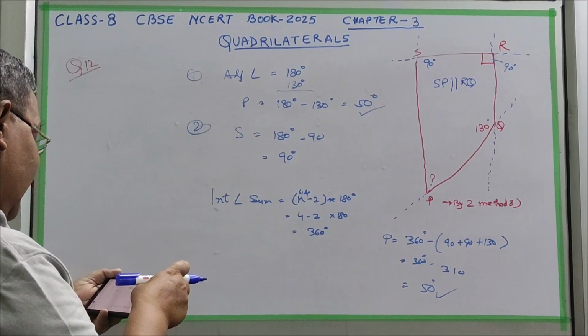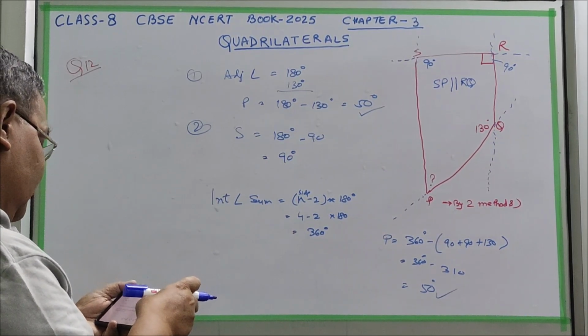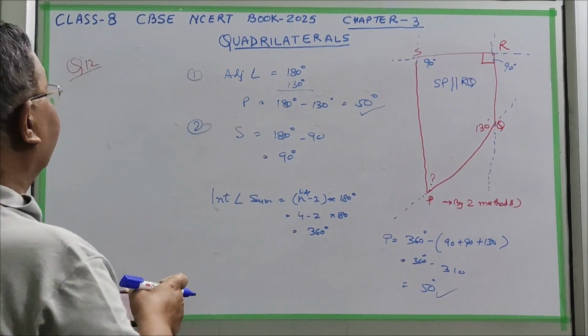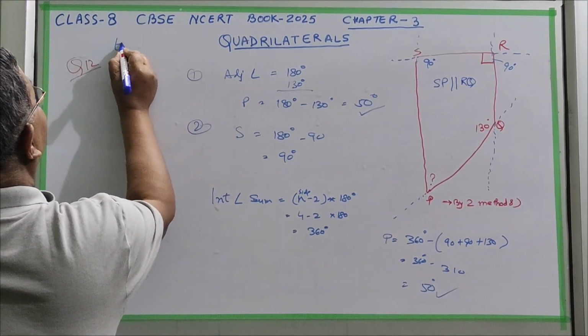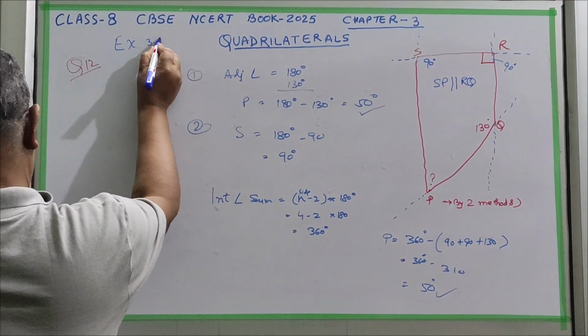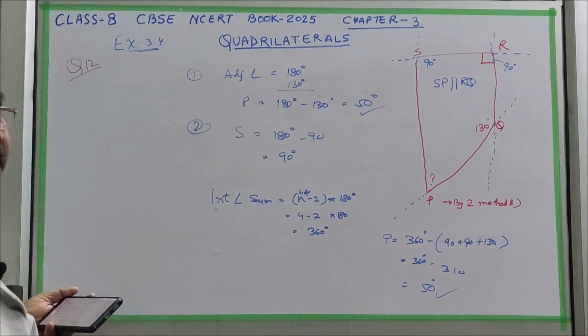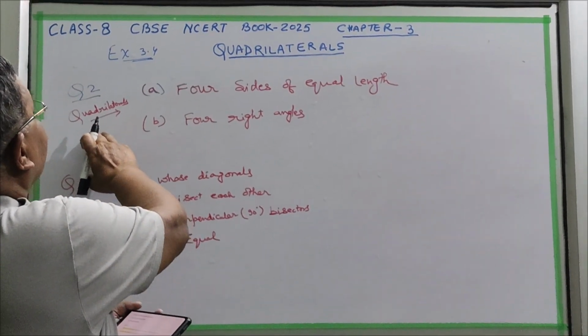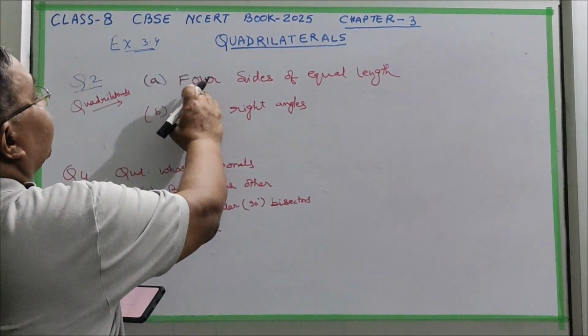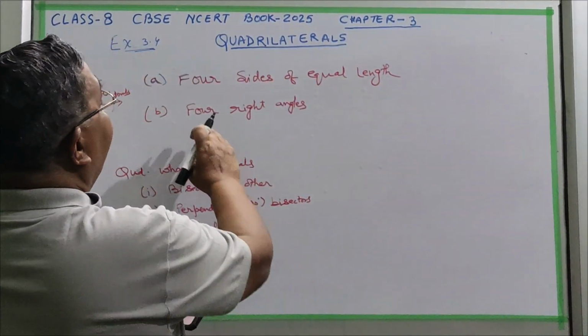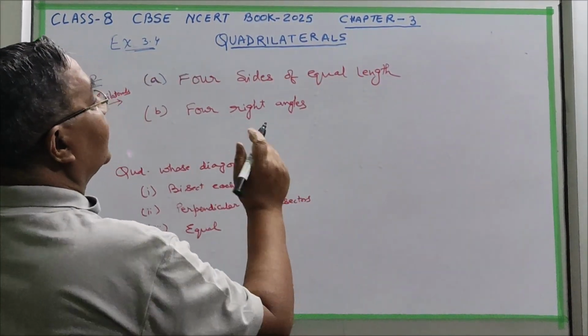Now we will go to the next part, exercise 3.4. Now in question number 2, they want to know the quadrilateral whose 4 sides are of equal length and 4 right angles are also there. There will be 2 answers.